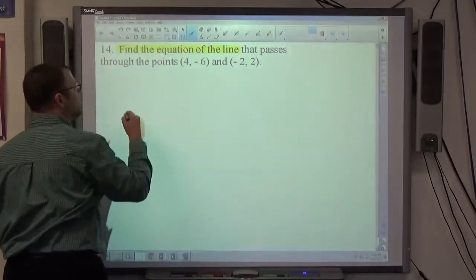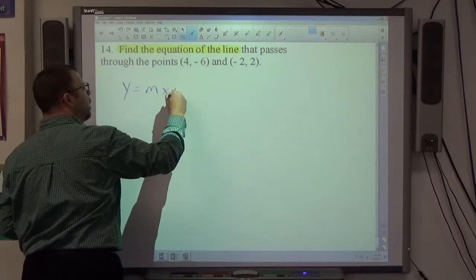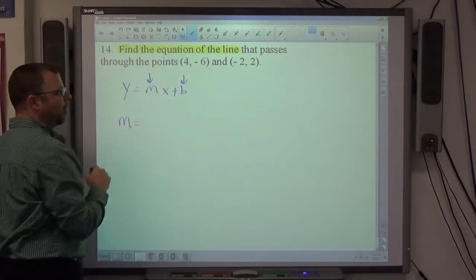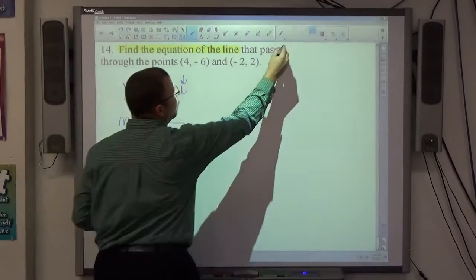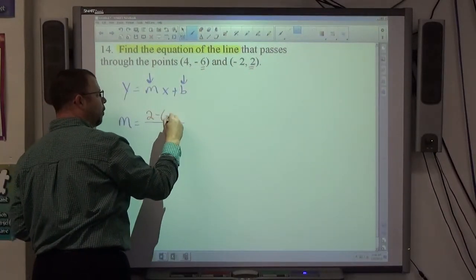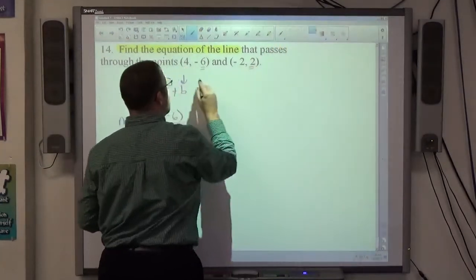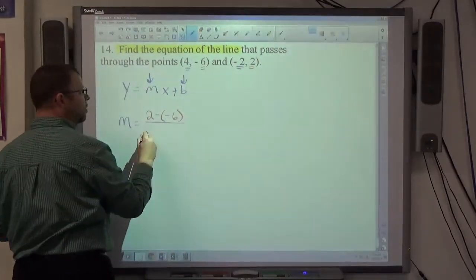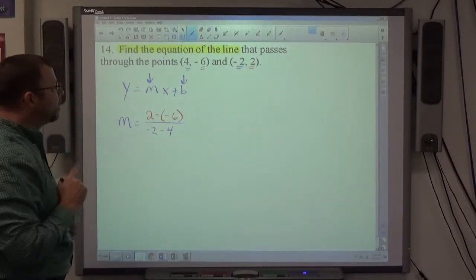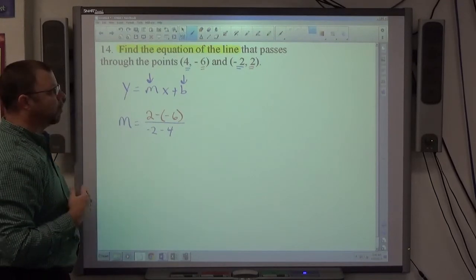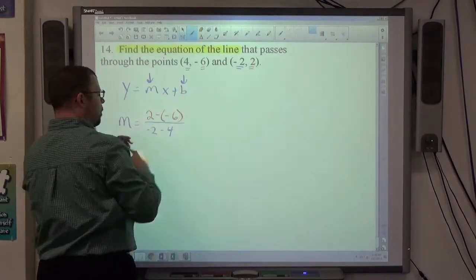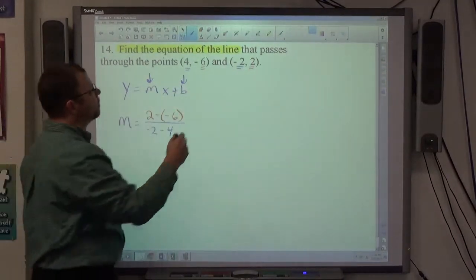The equation of the line is y equals mx plus b. Our job is to find the slope and the y-intercept. Slope, when we get 2 points, is the change in y, that's y2 minus y1, over the change in x, which is x2 minus x1. It's very important with slope that we go the same direction. So I did this point minus that point on top. I have to do this point minus that point on the bottom. Y is on top, x is on bottom.